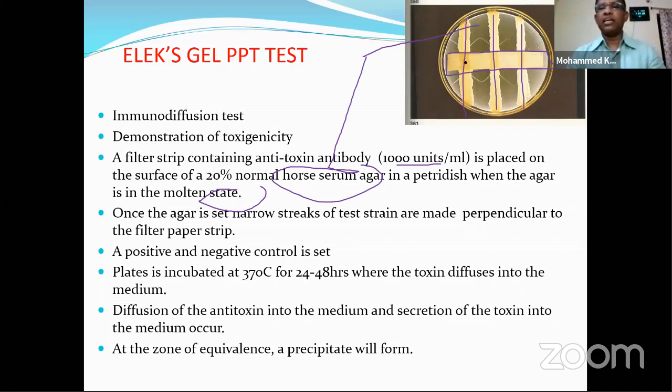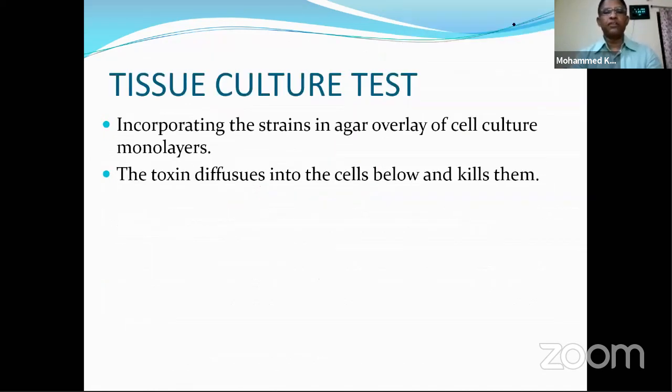See what's happening? The antitoxin from here will diffuse this way, and the toxin from here will diffuse this way. So they meet at one point where lines of precipitin are formed in the form of arrowheads. I hope you understand. If you don't understand, the organizers can share my mail ID, and you can come back to me later on. So arrowheads are formed like this. That's how you confirm it's a typical toxin-producing strain of diphtheria.